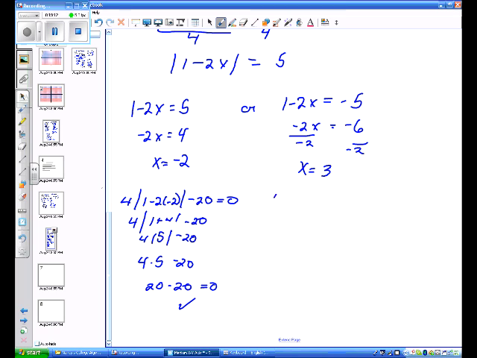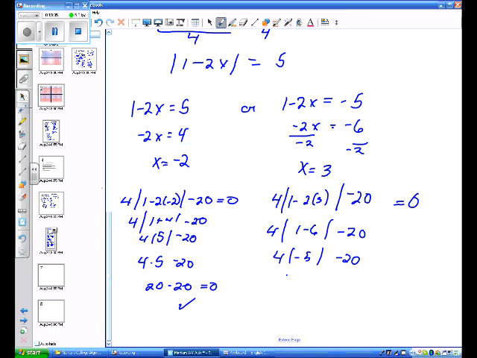If we did this other one, it would be 4 times the absolute value of 1 minus 2 times 3, minus 20. We would want to know, does that equal 0? So that's 4 times the absolute value of 1 minus 6, which is 4 times the absolute value of negative 5. Absolute value of negative 5 is 5. And again, we have 20 minus 20, which is 0. So it checks out. So you take what's inside your absolute value bars, and you set it equal to the positive and equal to the negative.